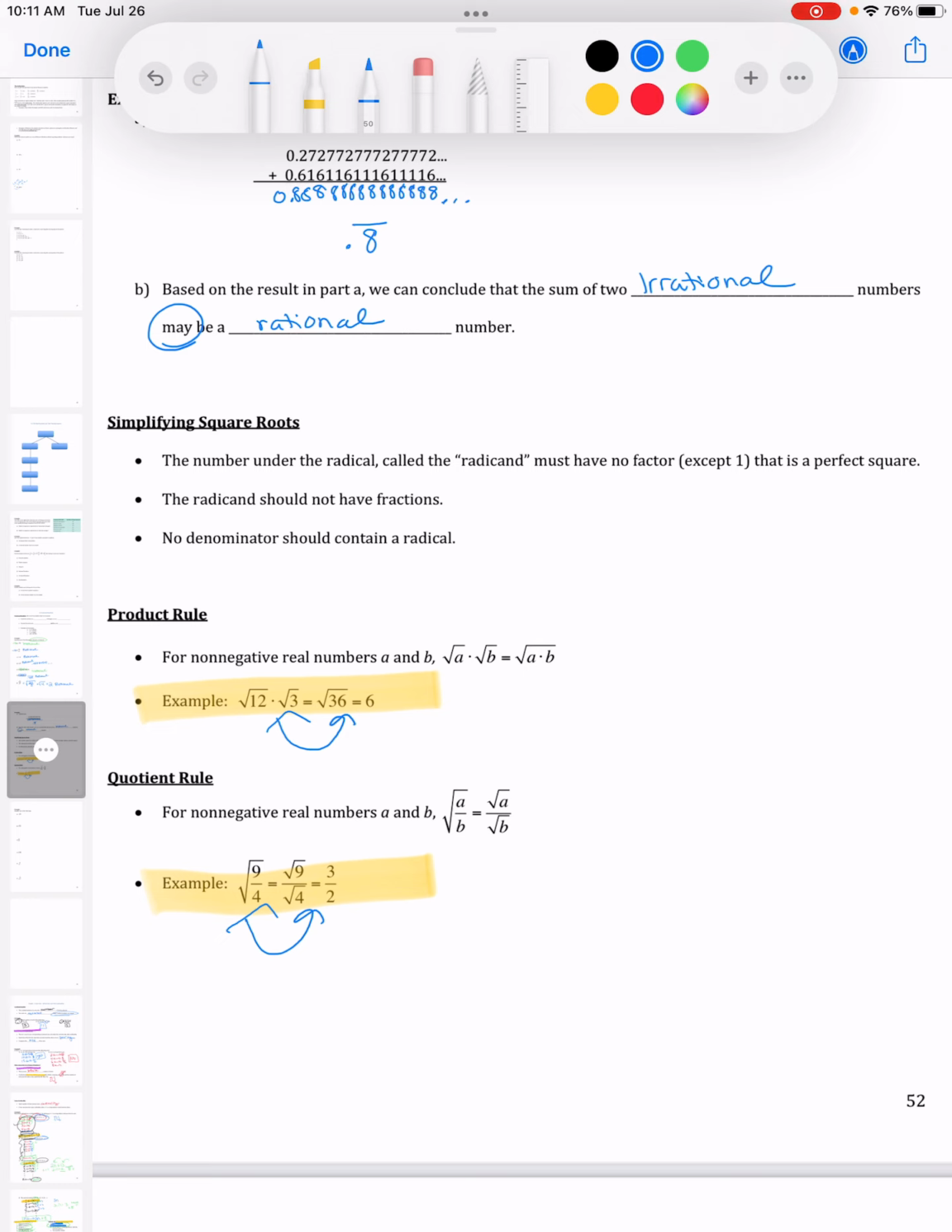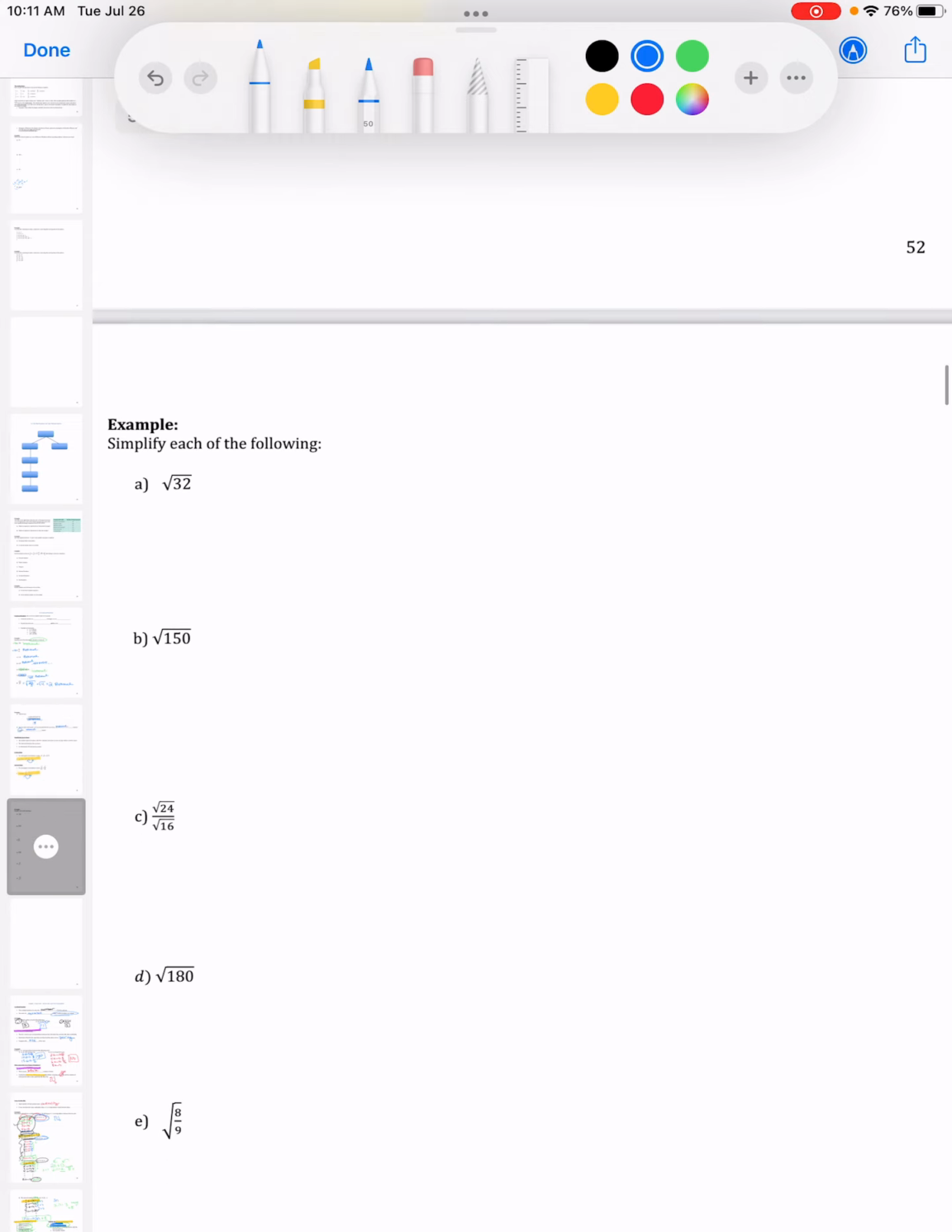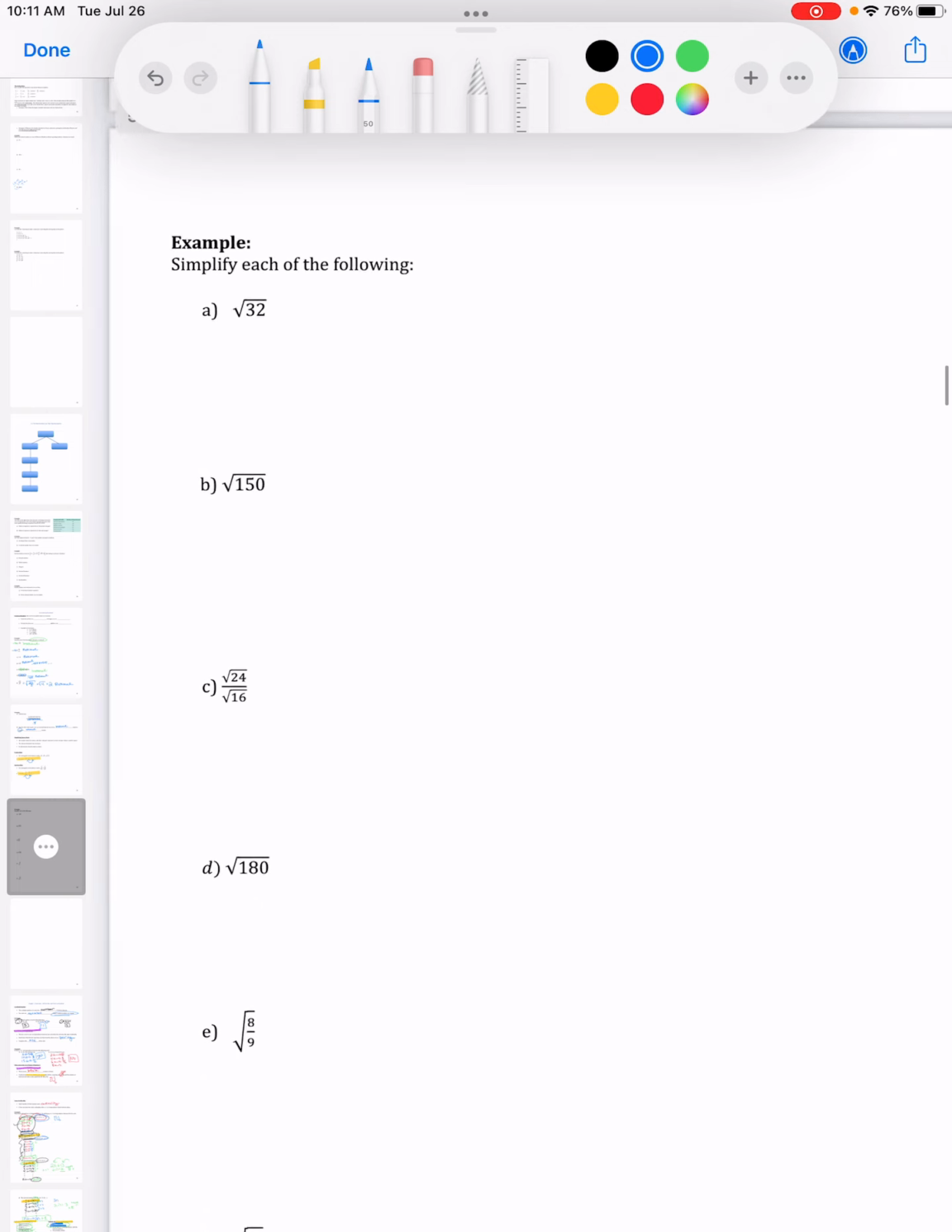But if I've got two square roots on the top and bottom, numerator and denominator, I can turn it into one. That's what I did in the last video. Or if I have one square root and it makes more sense to tear it into two in the numerator and denominator, I can use that as well. So we're going to be using both of these rules on the next page to simplify these square roots. So I've got a whole bunch here for us to do.